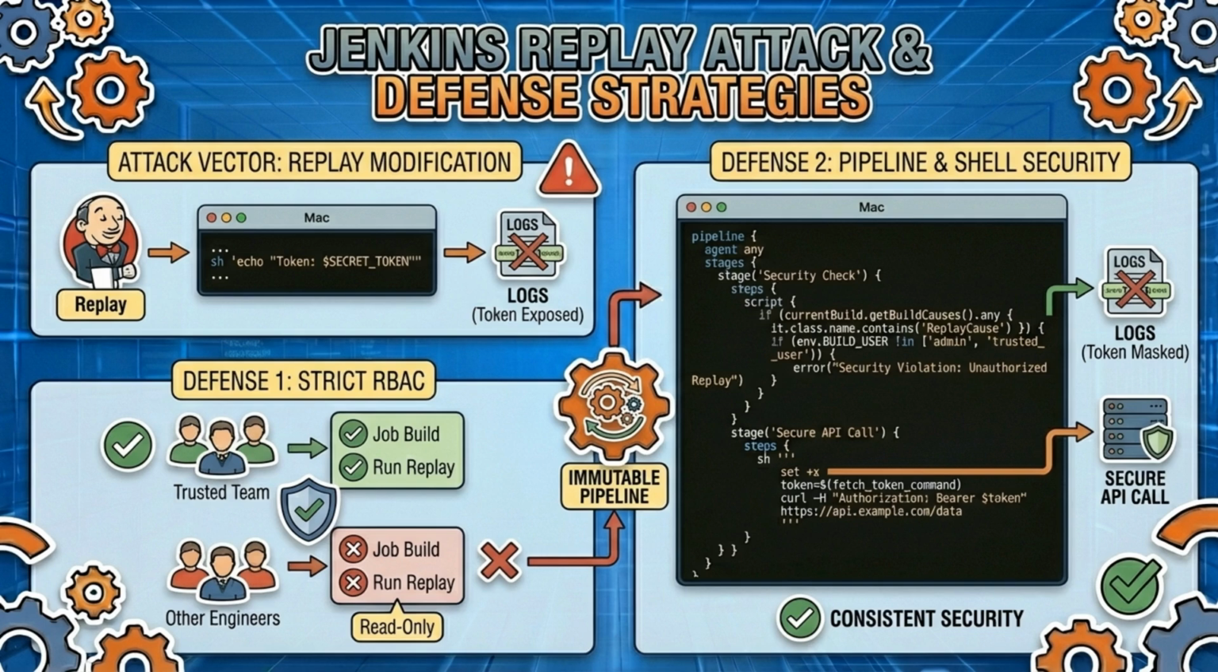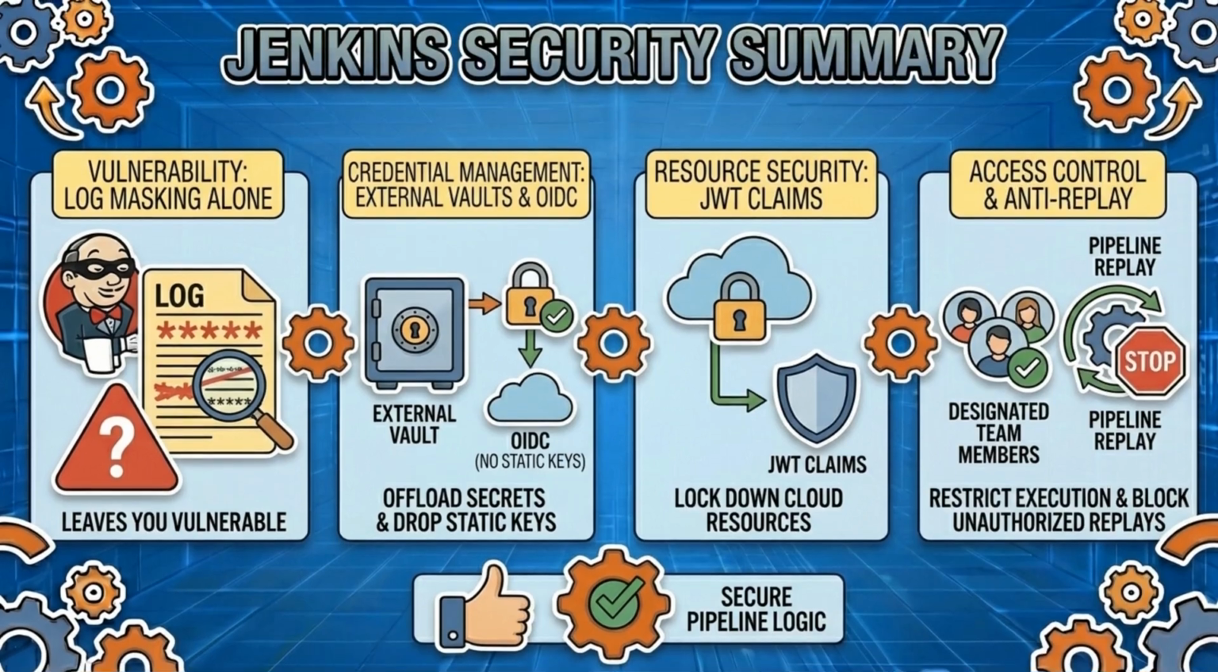Finally, to prevent exposing the fetched token during legitimate API calls, execute the fetch and the curl command within a single transient shell session. By using command substitution and turning off shell tracing with set +x, the secret is held exclusively in the temporary memory of the shell process. It is injected straight into the API request header and immediately discarded when the shell terminates, completely bypassing the Groovy runtime. To summarize, relying solely on Jenkins log masking leaves you vulnerable.